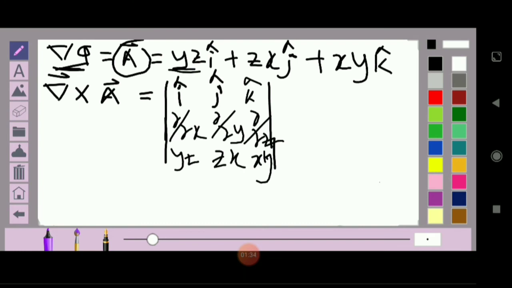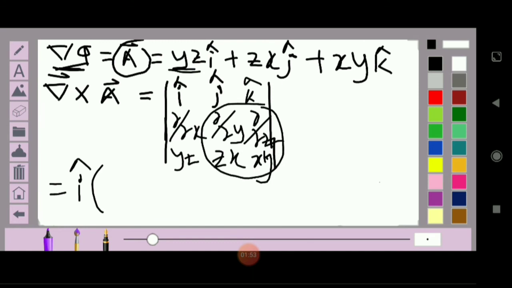Okay, so now we will perform this as i hat into, first we need to consider only this 2 cross 2 matrix: del y into xy minus del z into zx. So del y of xy gives us only x, and del z of zx gives us minus x. Okay, now minus j hat.